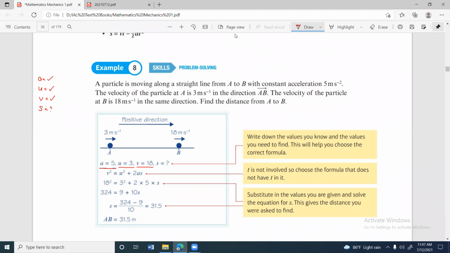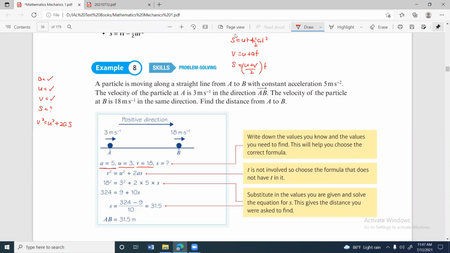The relationship joining u, v, a and s is the equations of motion. What we know is s equals ut plus half at squared. You cannot use this because it involves t. Another one is v equals u plus at. Here also it's not related, so we can't use it. Another one is s equals (u plus v) over 2 into t. Here also t is involved. So the last formula we can apply is v squared equals u squared plus 2as.